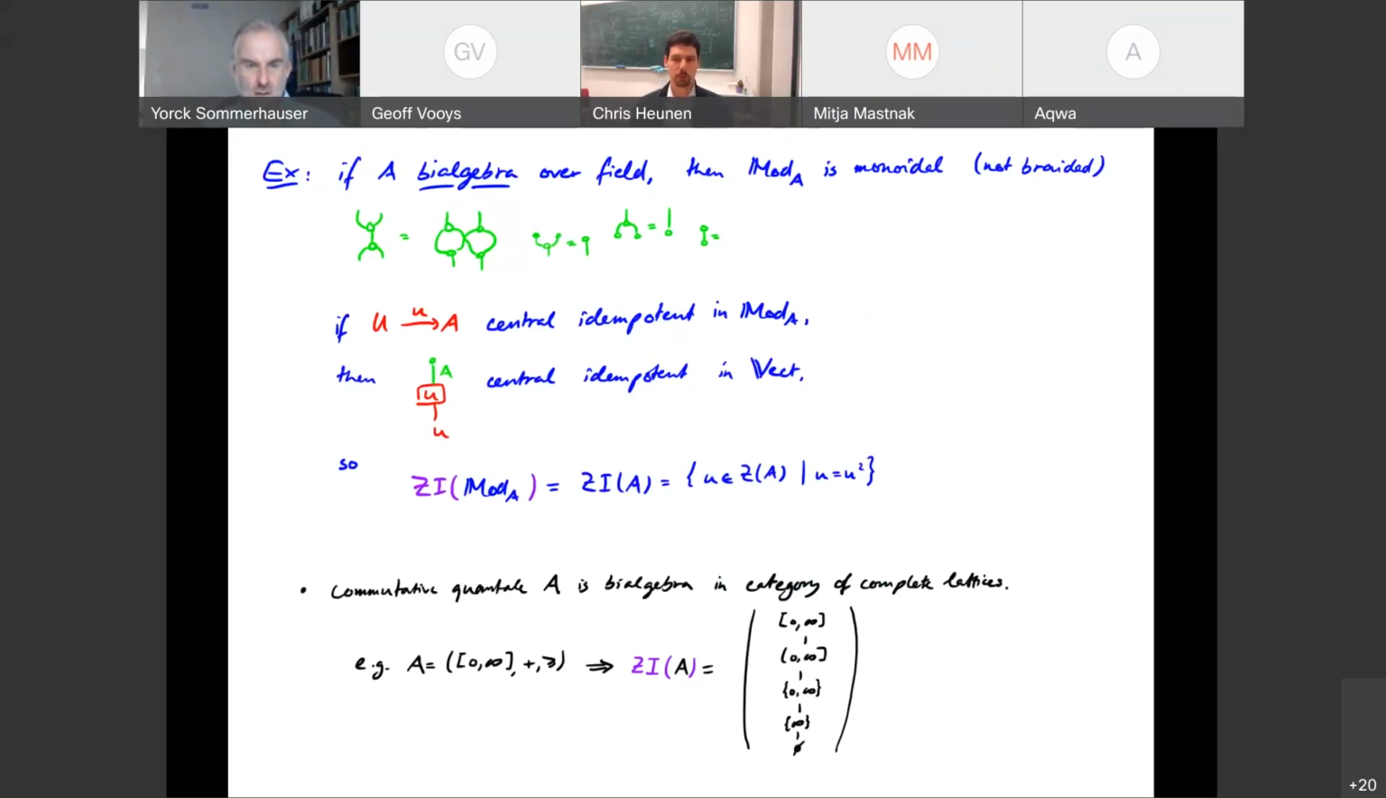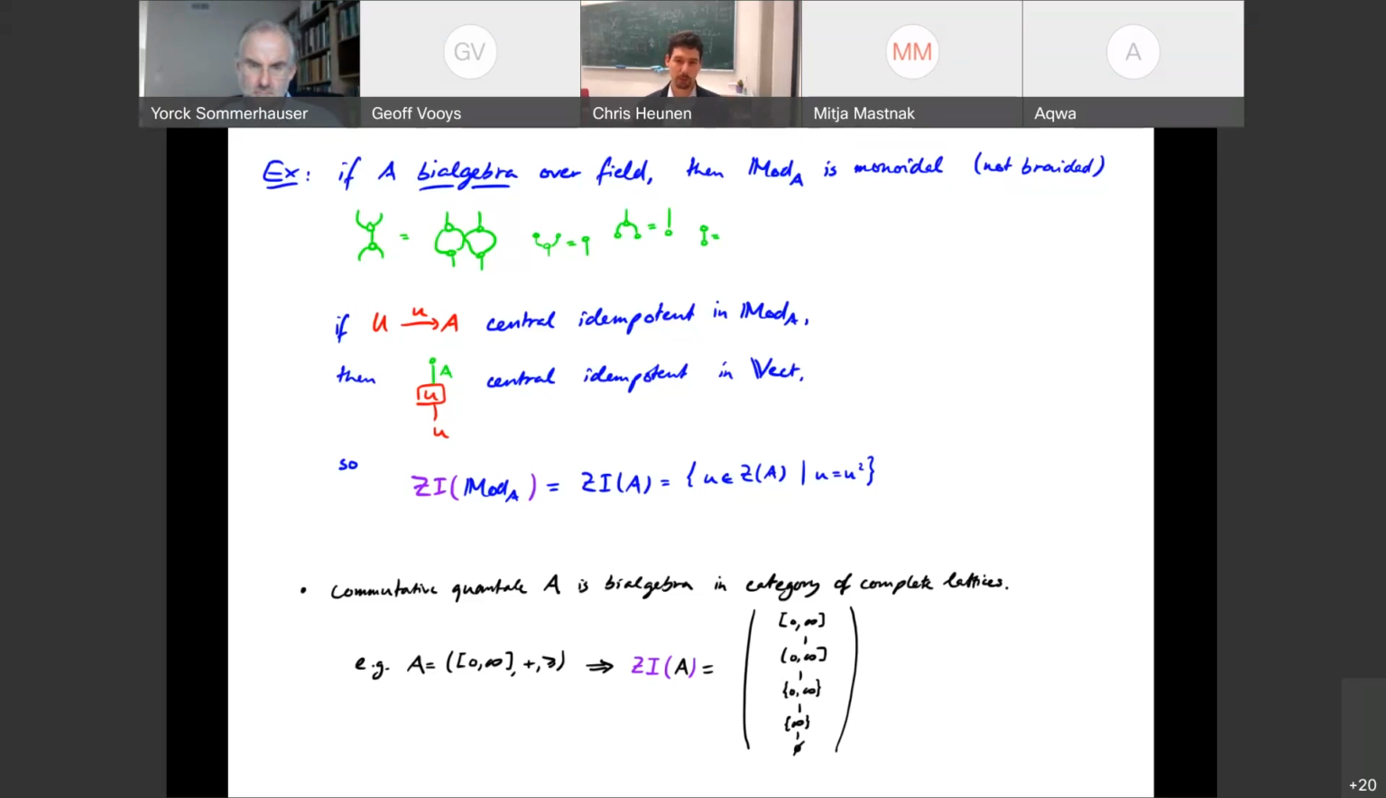Namely, if I don't look at modules over a ring, but I look at modules over a bialgebra over a field. So now you pick your favorite field, you look at vector spaces over that field. In the category of vector spaces over that field, you take a bialgebra. So that is these green pictures at the top, something that comes with a multiplication and a co-multiplication satisfying the bialgebra law, and a unit and a co-unit doing the right things. So I have a bialgebra in the category of vector spaces.